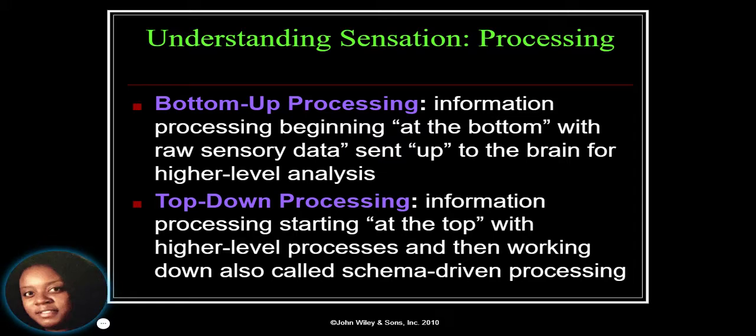You need to know the difference between bottom-up and top-down processing. Bottom-up processing occurs when we have raw sensory data, where information processing begins with raw data that is sent up to your brain for higher level analysis. Top-down processing is the exact opposite. That's where we start with processing at the top of your brain, and then we work our way down to those schema-driven processes. So you go down to what you think it might be.